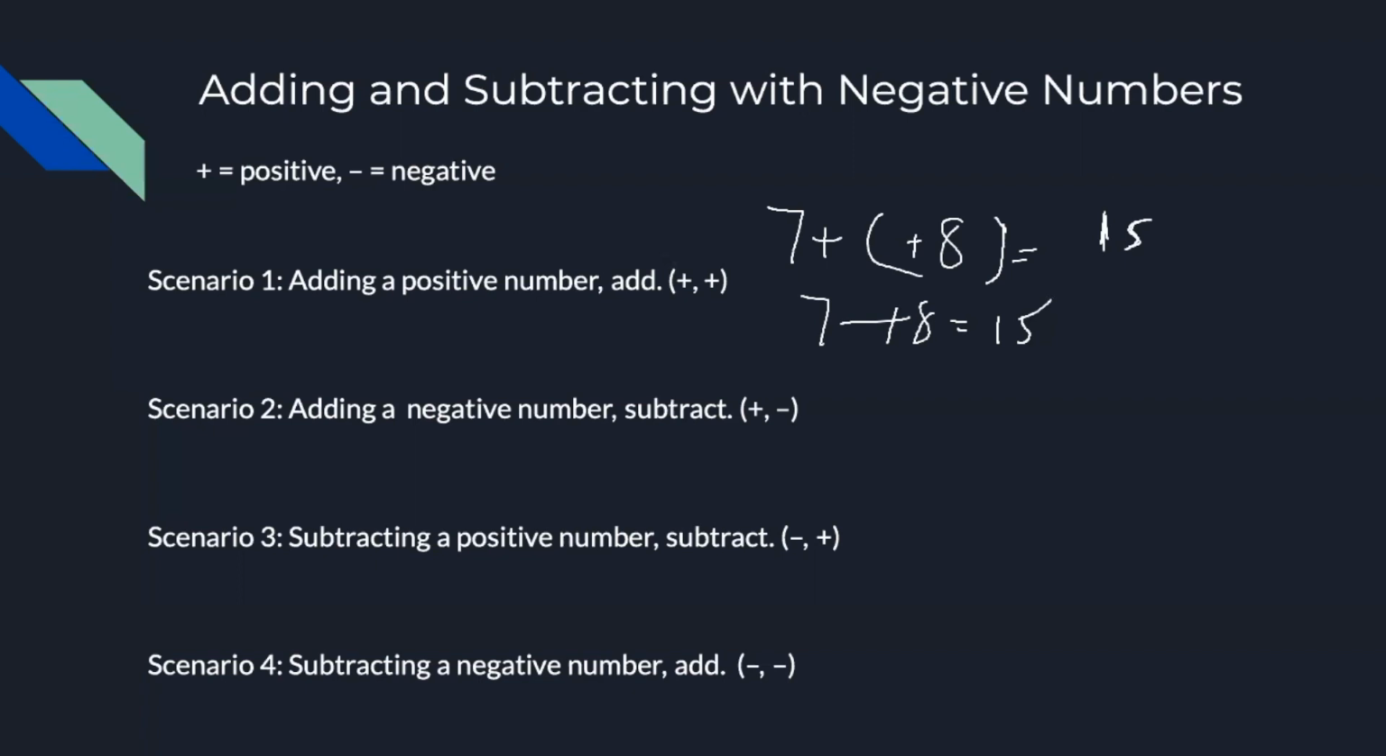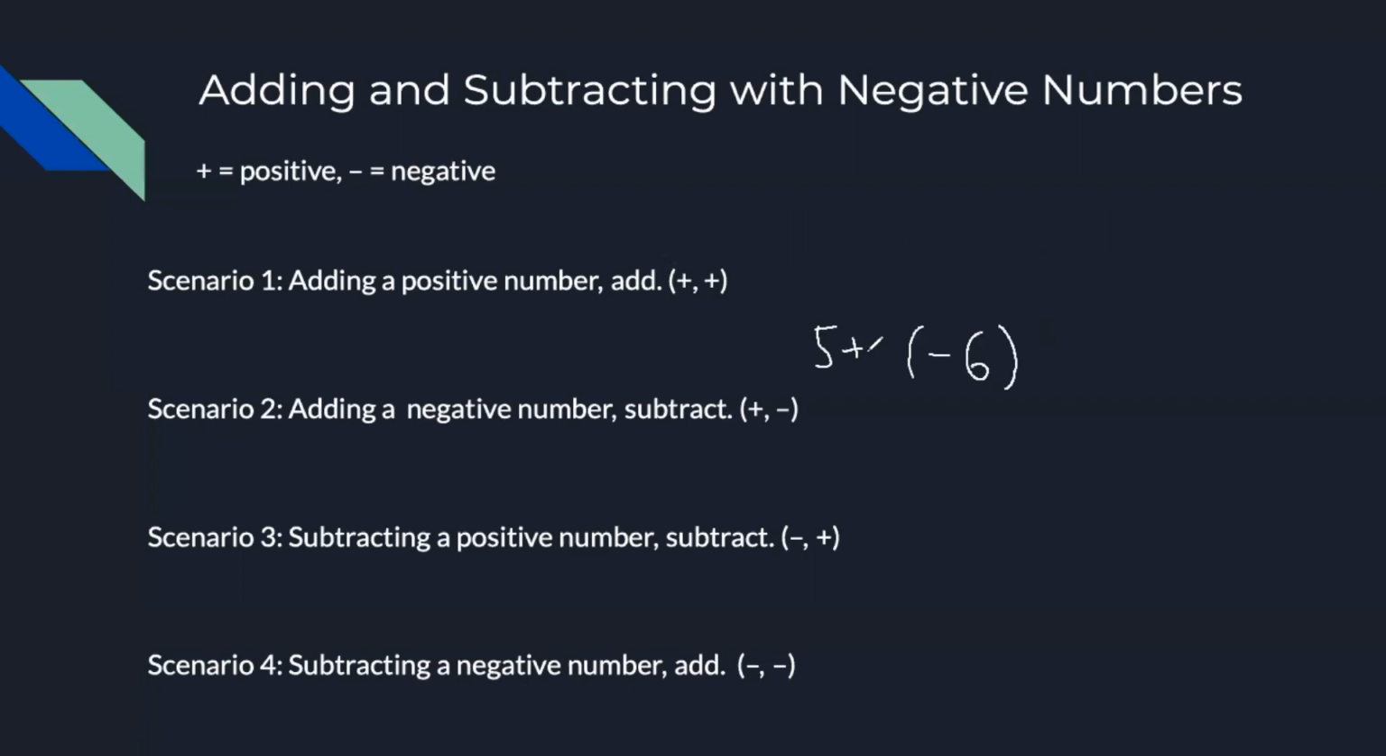So now let's get back into scenario 2, right? I crossed it out last time, but let's go over it again. It's actually correct, all right? So adding a negative number. So we have 5 plus, let's say, negative 6, all right? So what do you guys think should be the answer here? Okay, good.